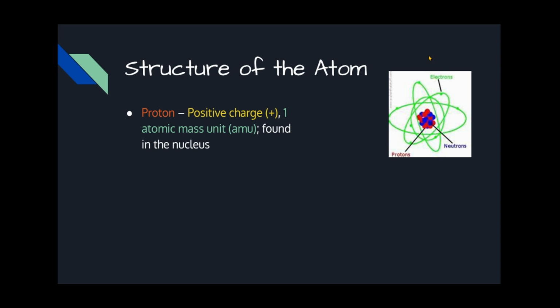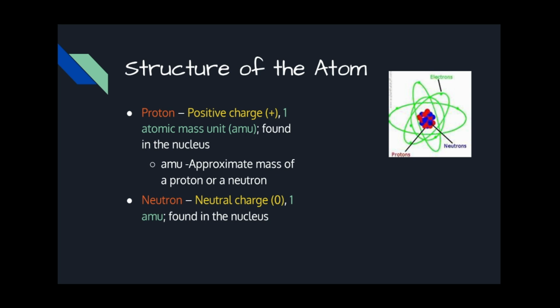Continuing on with the structure of the atom, so we have a proton. Protons have a positive charge, and they have a mass of what we call 1 atomic mass unit. And we find those protons in the nucleus. Just to make sure that we're clear, an AMU, or an atomic mass unit, is a new mass unit that we've defined. It's the approximate mass of the proton or of a neutron, which brings us to our next subatomic particle, which is a neutron.